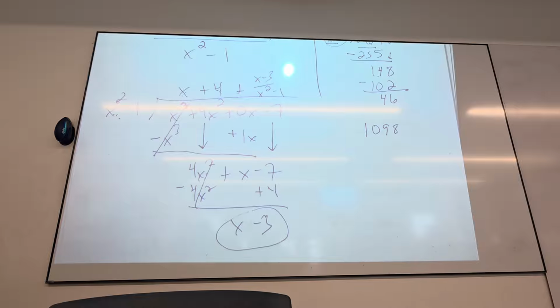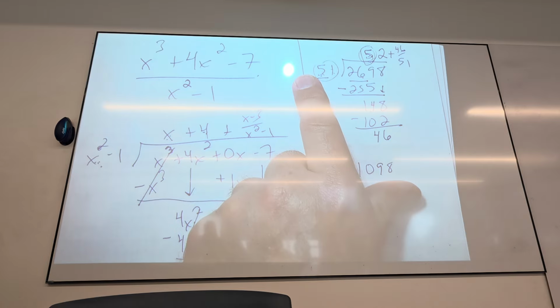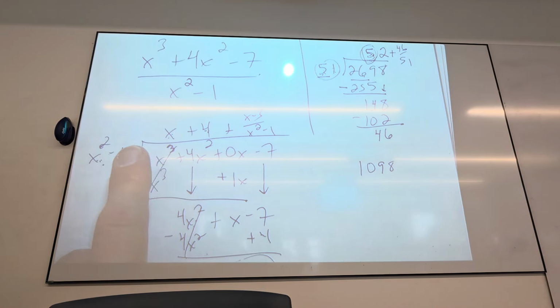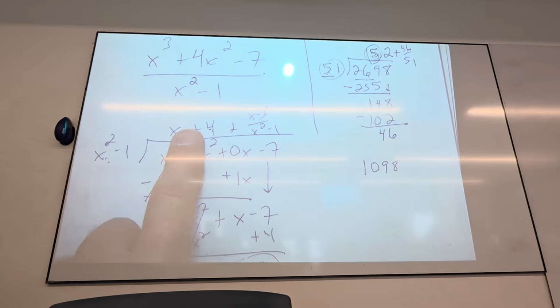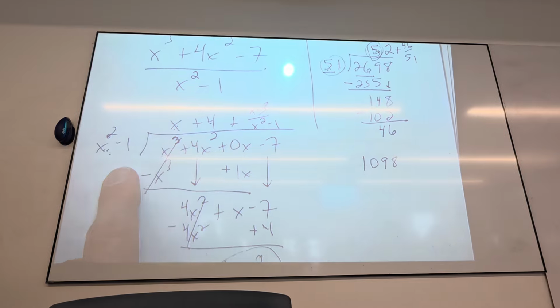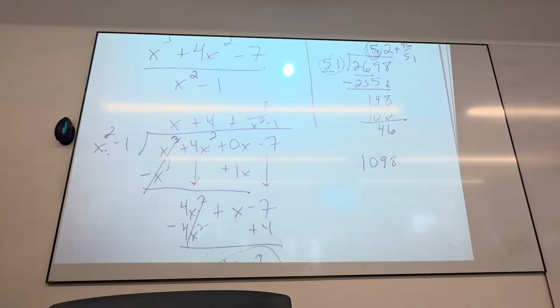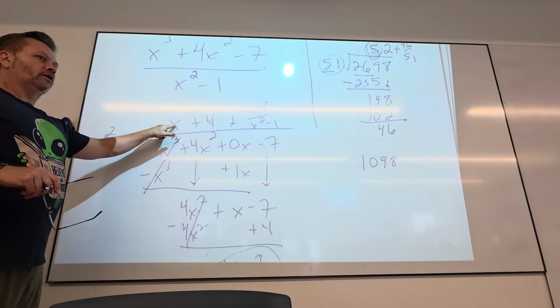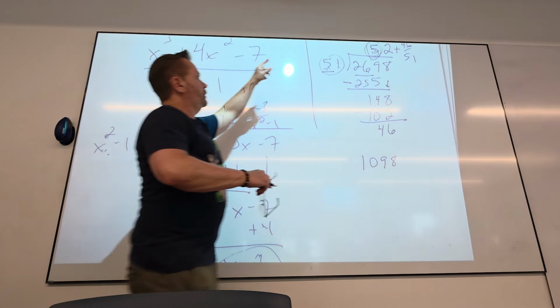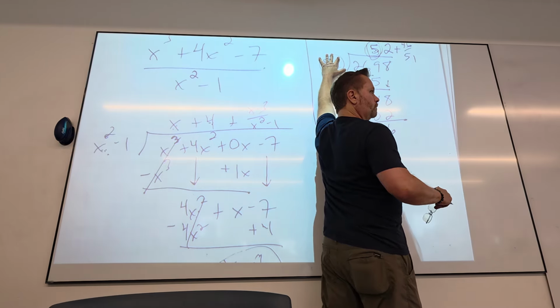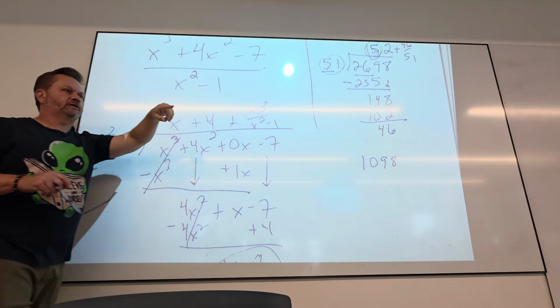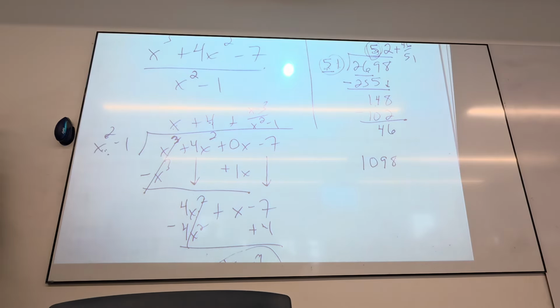Where did the plus 1x come from? Oh, okay. Where did the 255 come from? 5 times 51. So where did this come from? X times x squared minus 1. X times x squared is x cubed. X times negative 1 is negative 1x. And then we change the signs. Whatever I put here, I multiply by this. Oh, never mind. I change the signs. Yes. Okay.